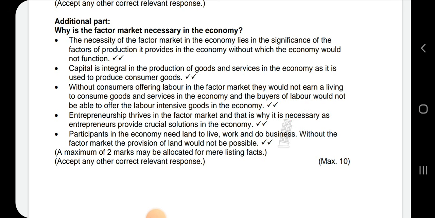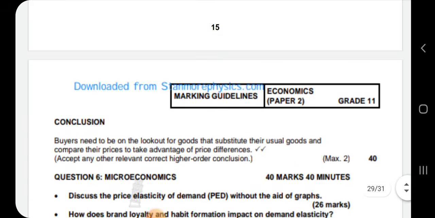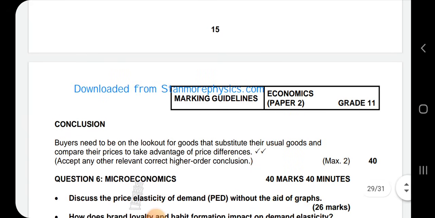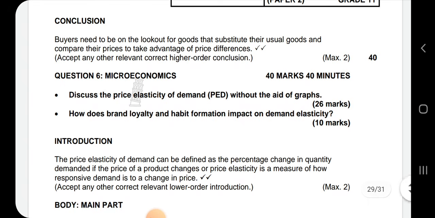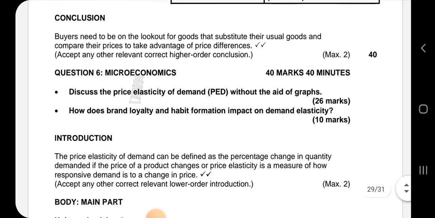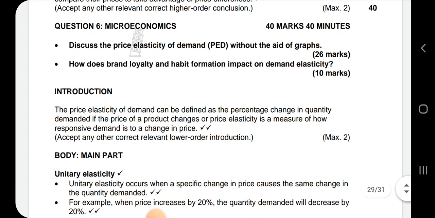What does the entrepreneur bring? What does capital mean? What does labor mean? What do natural resources bring? That's how you answer it. And then conclusions: buyers need to be on the lookout for goods that substitute their usual goods and compare their prices to take advantage of price differences. And then that is your 40 marks.